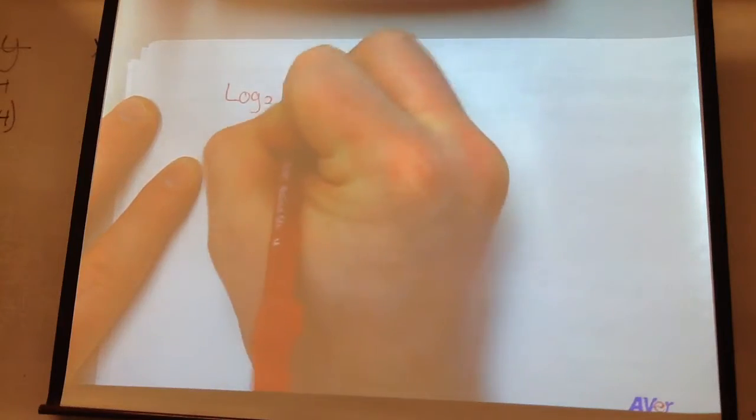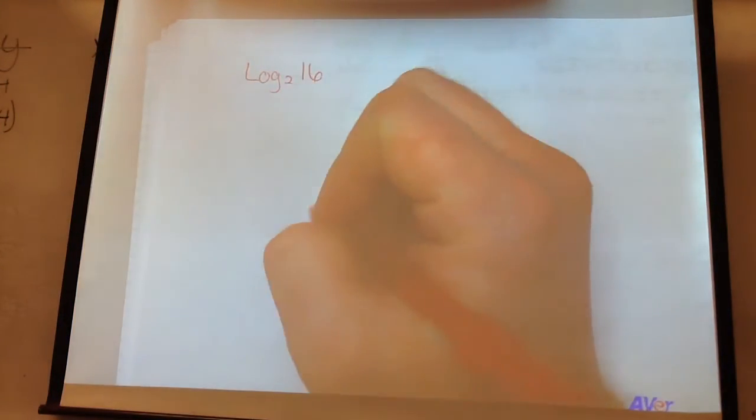So if you just have this, do you know what that equals? Do you know what that means? 2 to what power gives you 16? That's what that means. That means 2 to what power gives me 16?